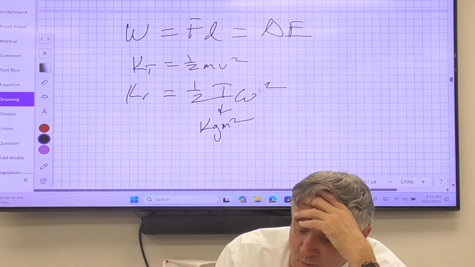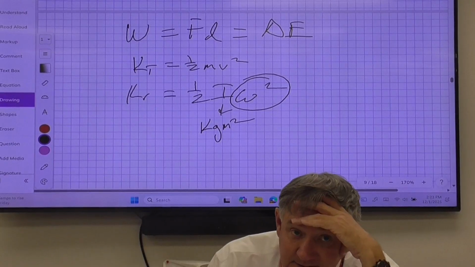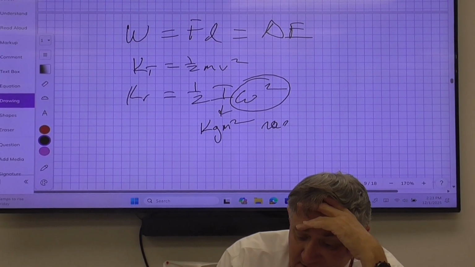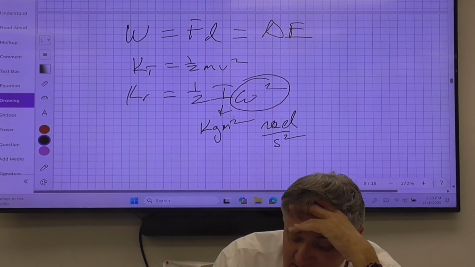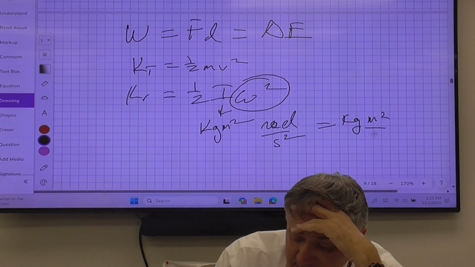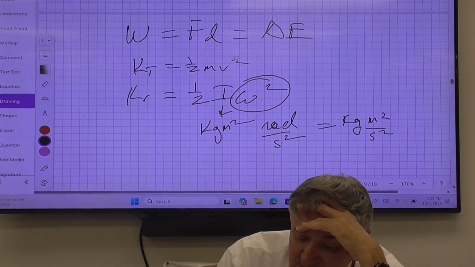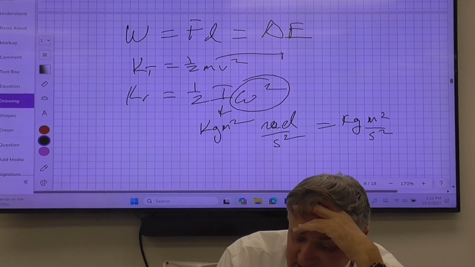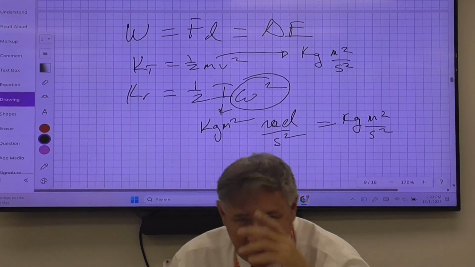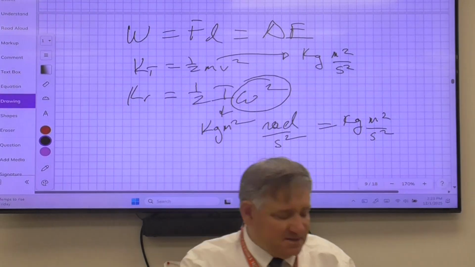So, what's omega measured in? Radians per second. But that's going to get squared. So I get kilograms meters squared over second squared, which oddly enough, if you look at translational, is also kilograms meters squared over second squared. So we end up with the same units.